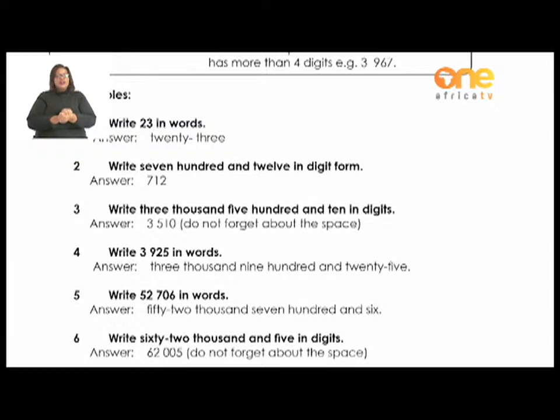You want to try one more example? Write 3,925 in words. Remember what I said? Always try to say the number out loud. And as you hear the number, then you write it down. So let's start. 3,000, that is the first word that I hear. So I write down 3,000. 900, that is the second. I write it down, and 25. So 3,925. And do not forget about your spelling.